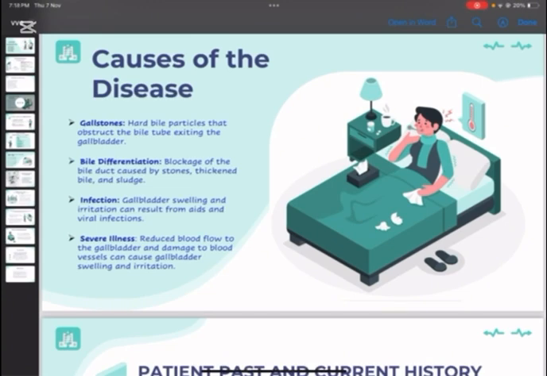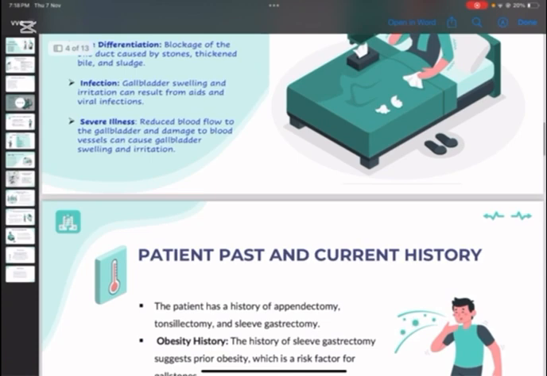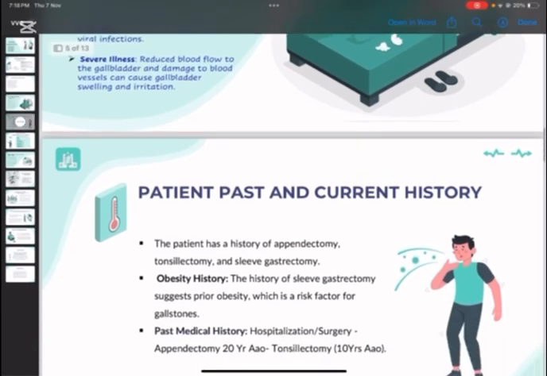The second one is bile duct obstruction, which is blockage of the bile duct caused by a stone. The third one is infection. Gallbladder swelling and irritation can result from AIDS and viral infection. The last one is severe illness, which reduces the blood flow to the gallbladder and damages blood vessels.